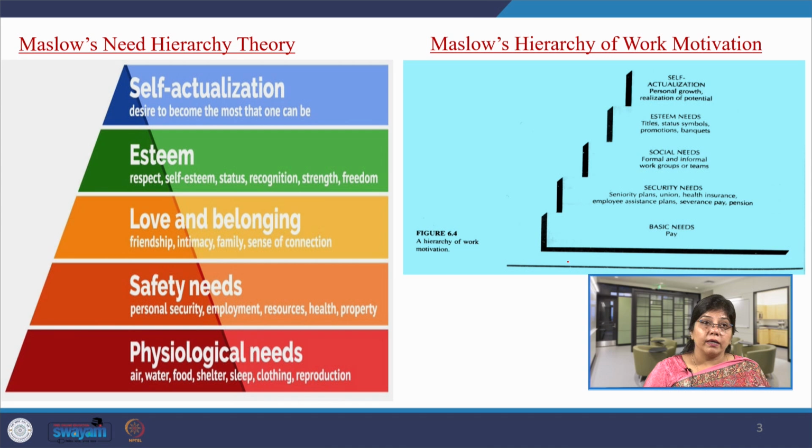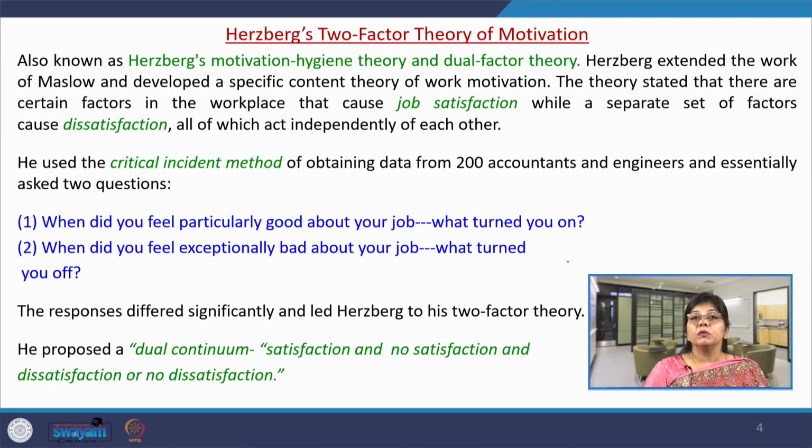So, this is one theory of motivation. Let us move on to the next, that is Herzberg's two-factor theory of motivation. This is an extension to Maslow's need hierarchy theory, or it is an upgradation of Maslow's need hierarchy theory, which is also known as Herzberg's motivation hygiene theory or dual factor theory or two-factor theory.